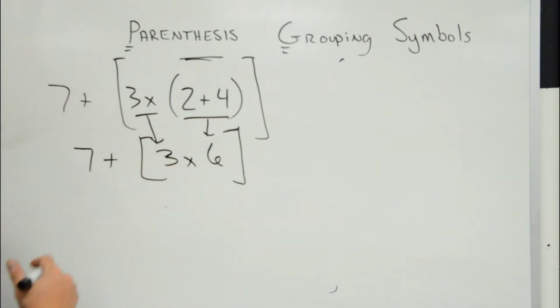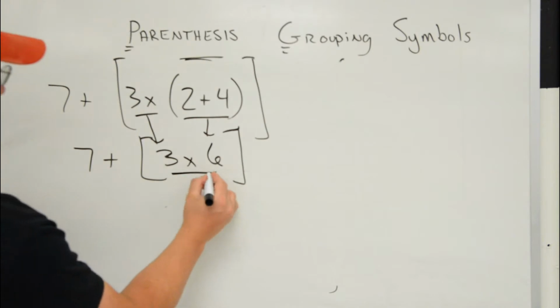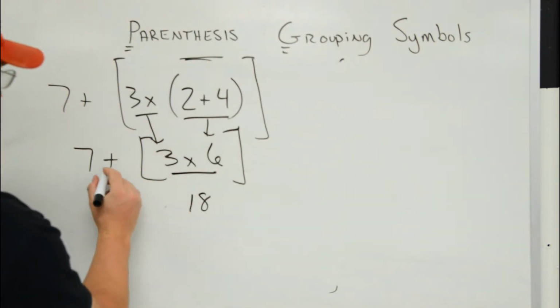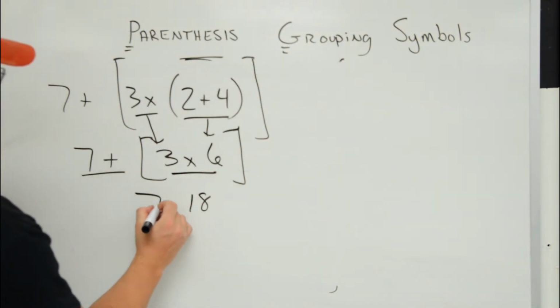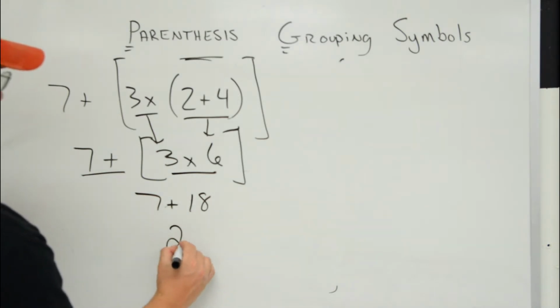and then 7 plus 3 times 6. Now we got our brackets here. We do what's in the brackets, 3 times 6. That gives us 18. Bring down the 7 plus. And then we finish it off, 18 plus 7.